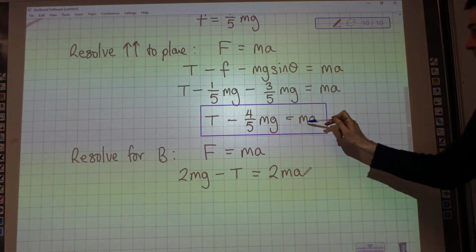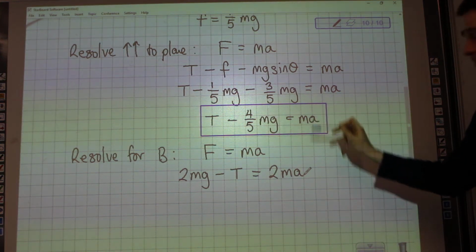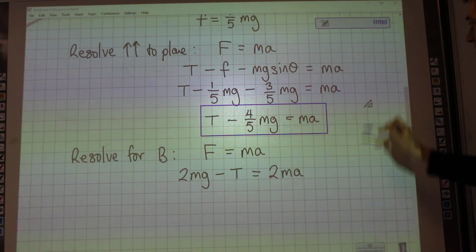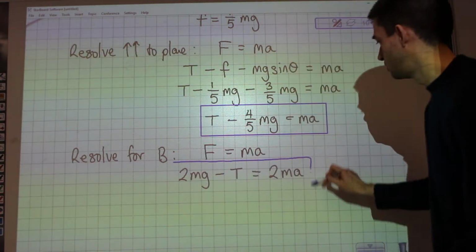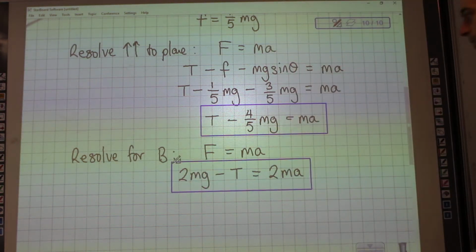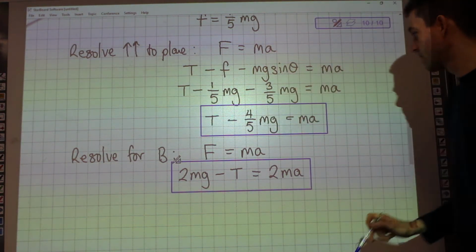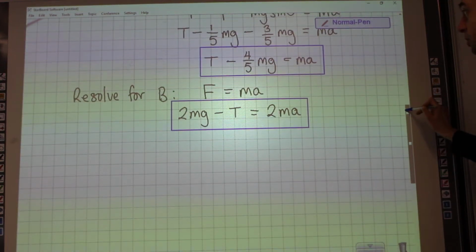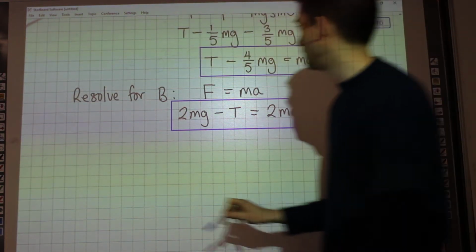That one there was ma because the mass of A was m. The mass of B is 2m. It's very, very important that we get that bit right because that will affect solving our simultaneous equations. And that's the second one. So what we're going to move on to do now is solve those two equations simultaneously.